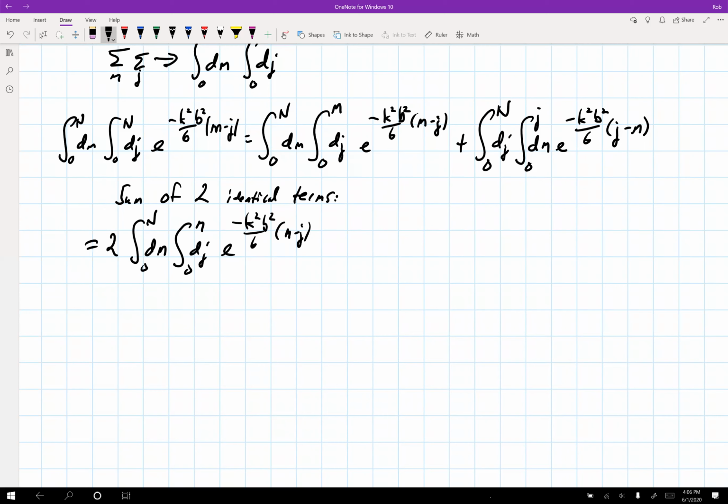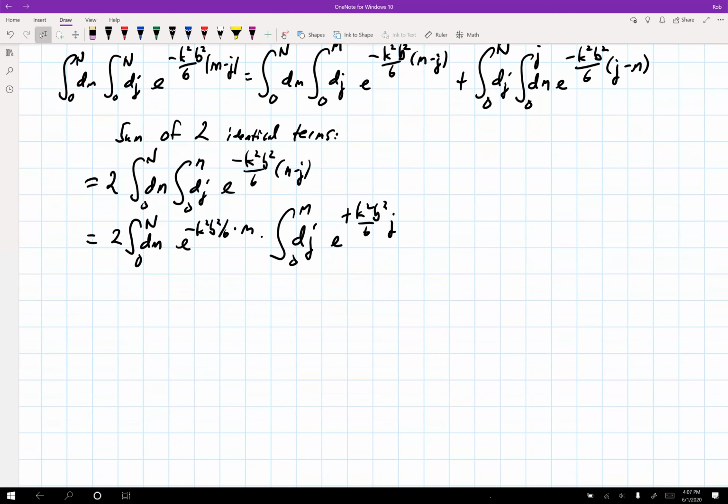All right, and so now we just have straight up integrals of exponentials, so this is really easy. Just grind through this real quick. First thing, I'm going to break the exponential up into a product of two things so that we can get the part over m out of the way. So I have e to the minus k squared b squared over 6 times m, times integral dj 0 to m e to the minus k squared b squared over 6 times minus j, so this becomes a plus j. And now we just evaluate the thing, right? So this is not hard at all.